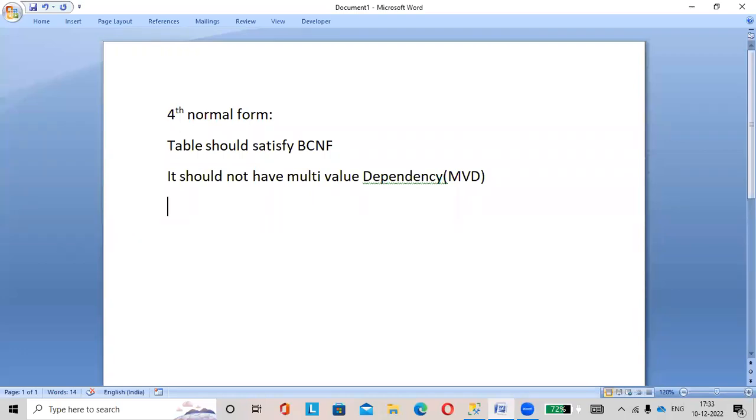What are the rules of fourth normal form? The table should satisfy BCNF and it should not have multi-value dependency. To satisfy second normal form, we removed partial dependency. To satisfy third normal form, we removed transitive dependency. Now to satisfy fourth normal form, we have to remove multi-value dependency.